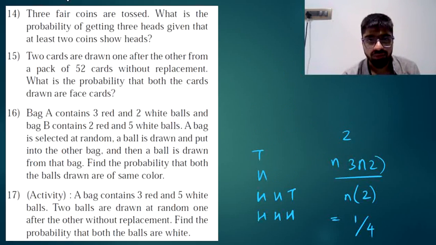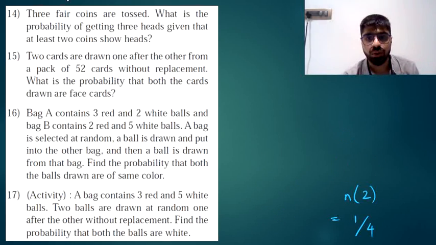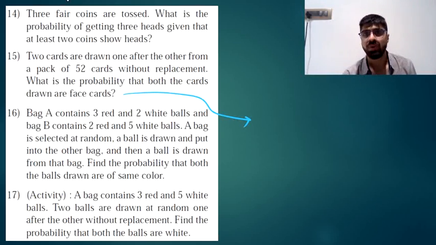2 cards are drawn one after the other from a pack of 52 cards without replacement. What is the probability that both the cards are face cards? Okay, so how many face cards do you have? You have 3 face cards in one suit, and you have a total of 4 suits. So you have 3 into 4, which is 12 face cards.